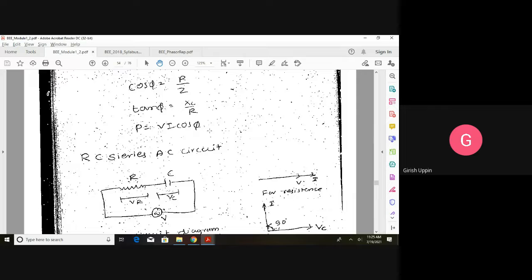You remember what is the power consumed in a pure resistance? P is equal to VI. Why did we get it as VI? Because phi is 0. The angle between voltage and current in case of a resistance is 0, and cos of 0 is 1. That's why we got P is equal to VI. So you have to remember the most generic equation, P is equal to VI cos phi.